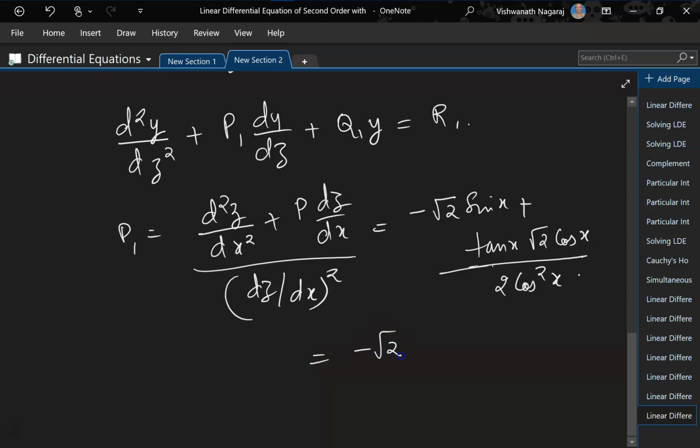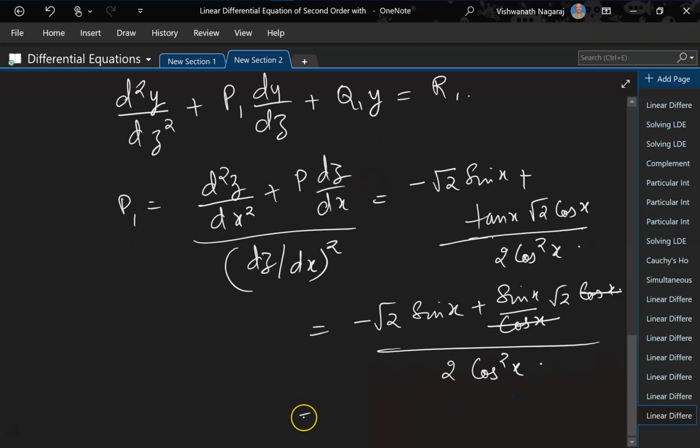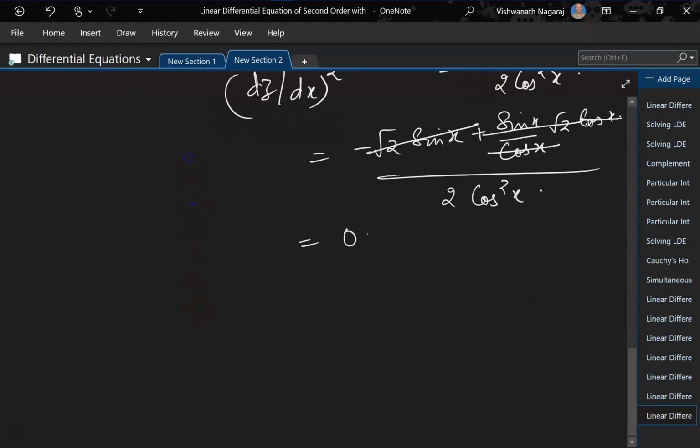Let's simplify this to see what happens. Minus root 2 sin x plus sin x by cos x times root 2 cos x. So cos x gets cancelled. Remember, in the denominator you have 2 cos²x. And here if you notice, root 2 sin x minus root 2 sin x, these two get cancelled out. So the numerator is 0, so the overall thing is 0. So P1 is 0.